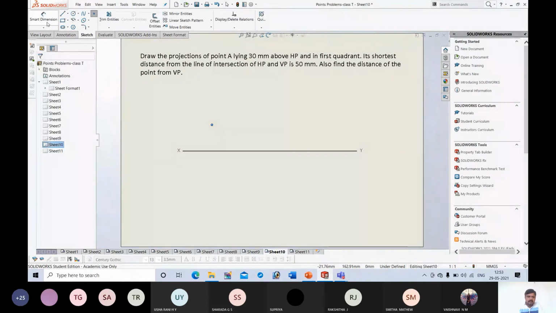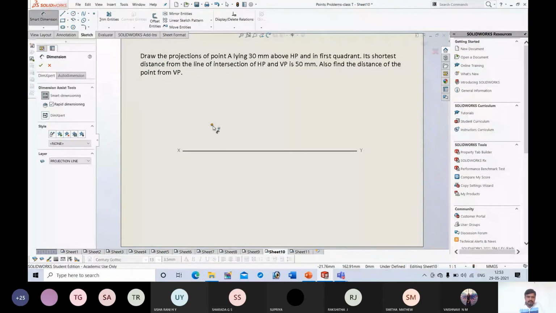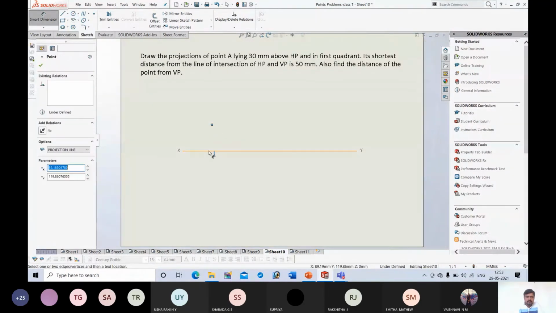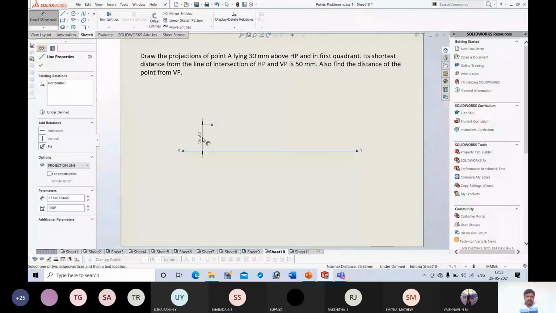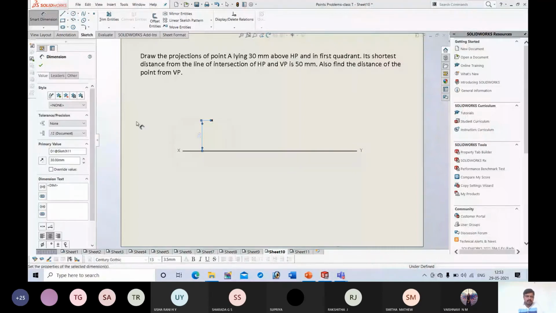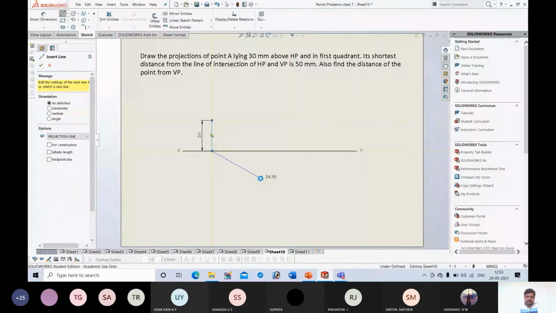Then I will draw the projector and name the point. The point name is capital A. So its front view will be small letter a prime or a dash.